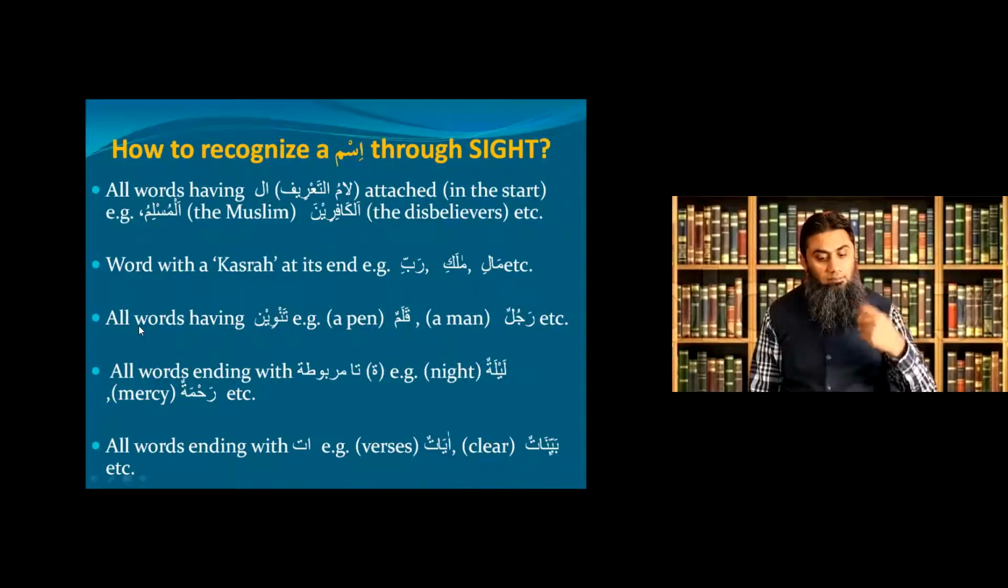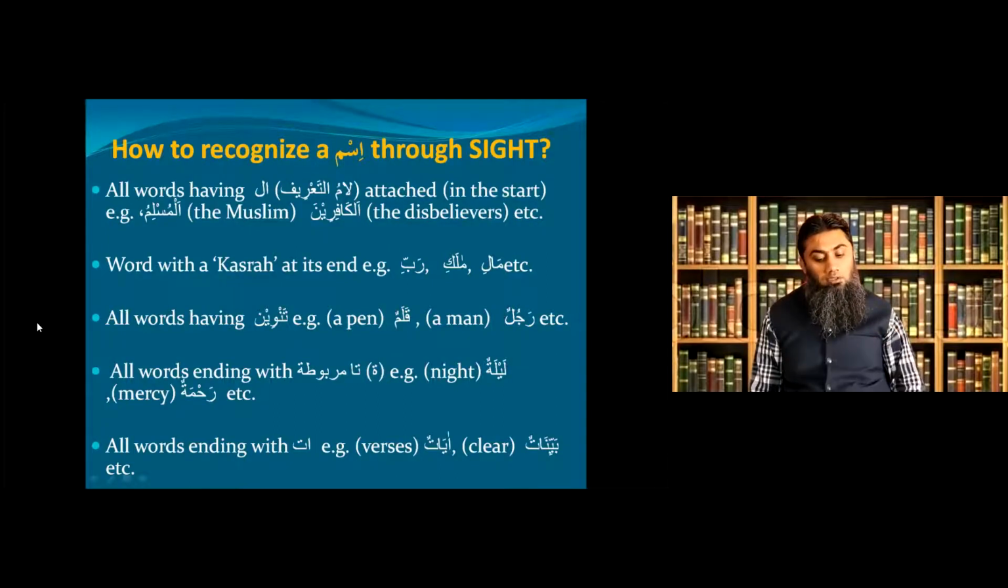Sign number 3, all words having tanween. If any word has tanween, tanween means 2 harakat at the end, either 2 dhamma, 2 fatha, or 2 kasra. A word ending with tanween is a clear sign that this word is ism. Example: qalamun, a pen. No problem. Qalamun, a pen. You can see it ends with tanween. It's ism. Rajulun, a man. You see it ends with tanween, 2 dhammas.